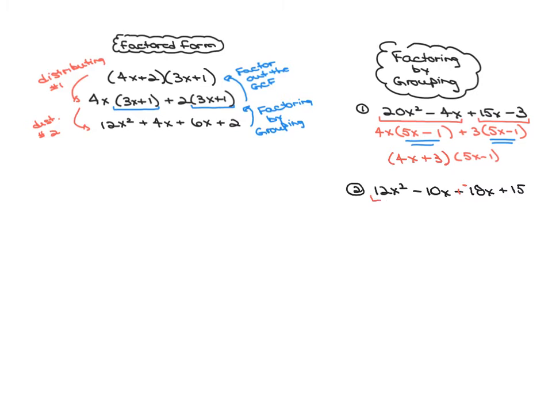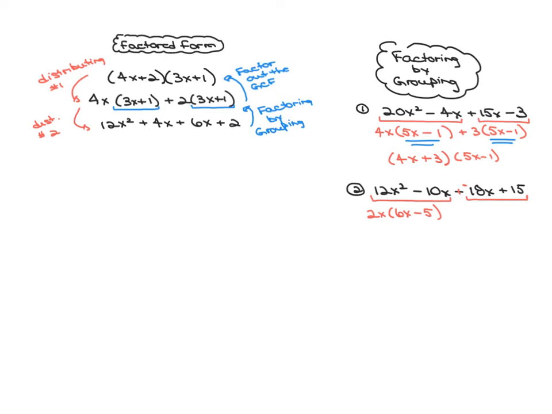Factoring by grouping, we look at the first two terms, and then the next two terms. And I'm going to factor out the GCF. For the first two terms, that's 2x. So 2x times 6x minus 5. Can quickly check by redistributing: 2x times 6x, 12x squared, 2x times minus 5, minus 10x.